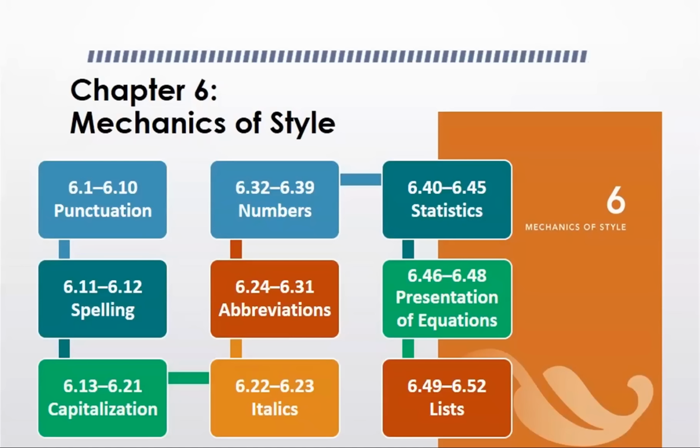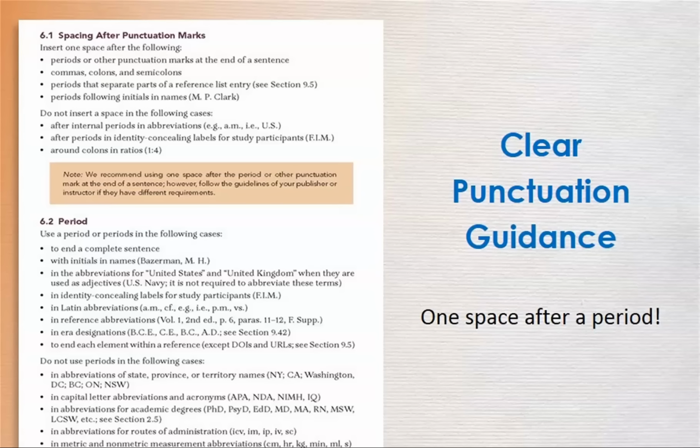In Chapter 6, we move into the mechanics of style, the nuts and bolts of how your paper works, covering the areas of punctuation, spelling, capitalization, italics, abbreviations, numbers, statistics, presentation of equations, and lists. One of people's favorite things to talk about is always, do you love one space after a period? Or maybe you don't love it so much. But our new recommendation is indeed to use one space after end punctuation. And in addition, the examples and guidance within the sections all really lay it out clearly about how to use various punctuation marks.